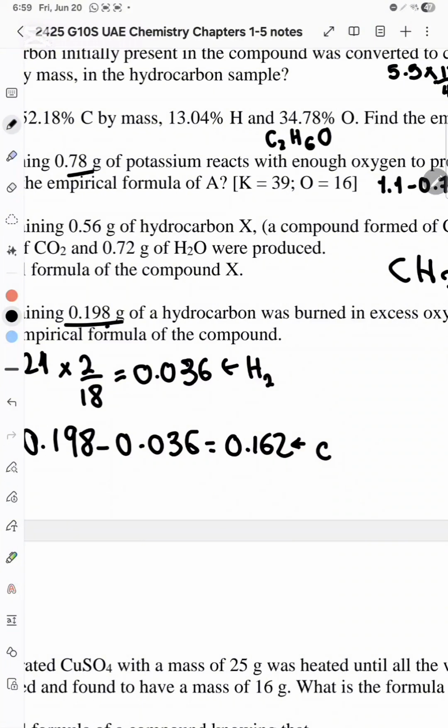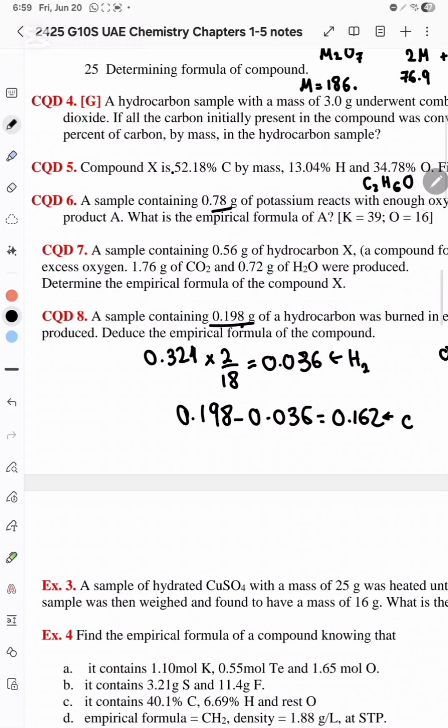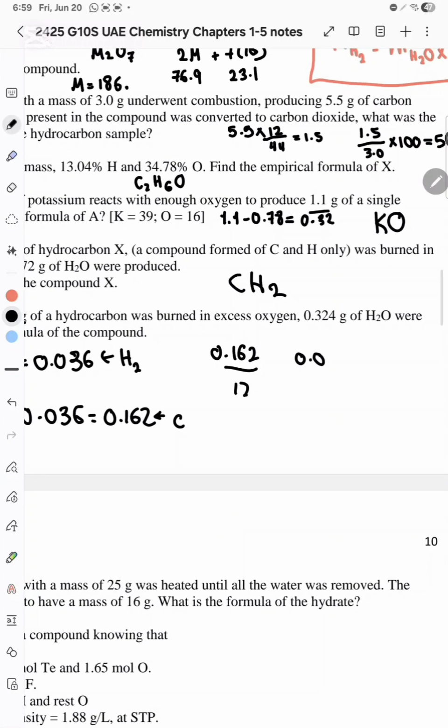Now we're going to do 0.162 over 12 and then the other one over 2 because it's H2. We found H2. When we do this formula, by the way, guys, be careful. When you do this formula for water, it gives you the mass of H2, not H. So 0.036 divided by 2. This is going to give you 0.0135, and this is going to give you 0.018.